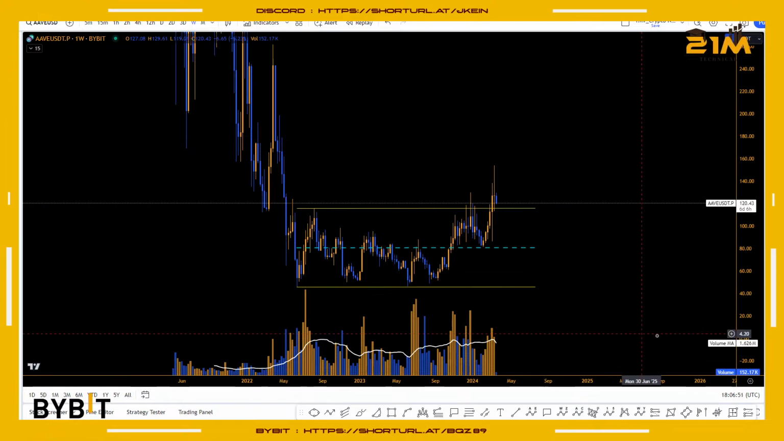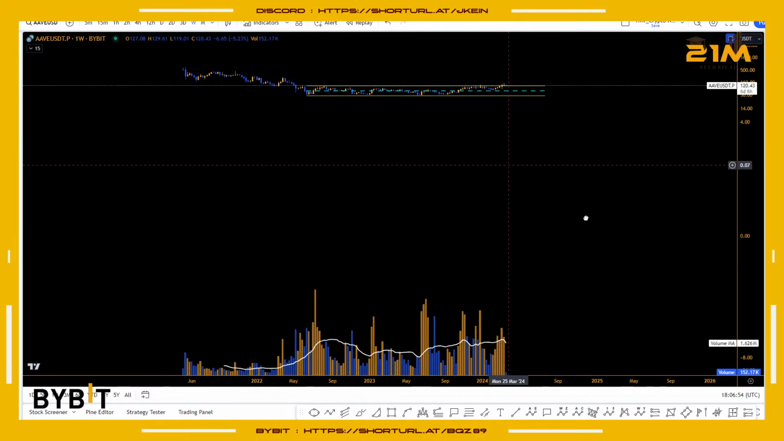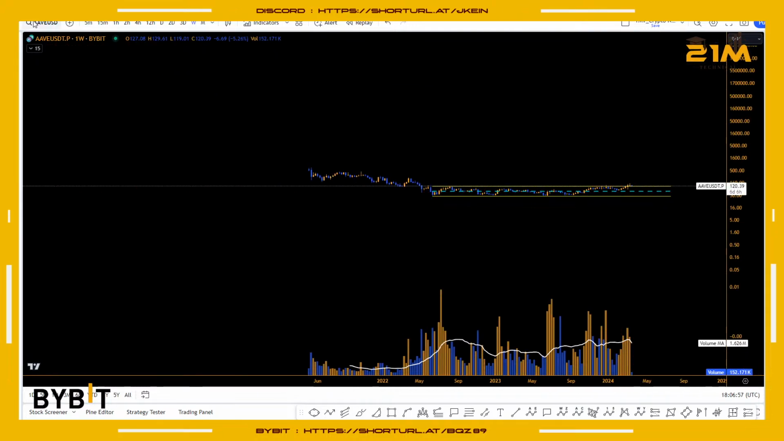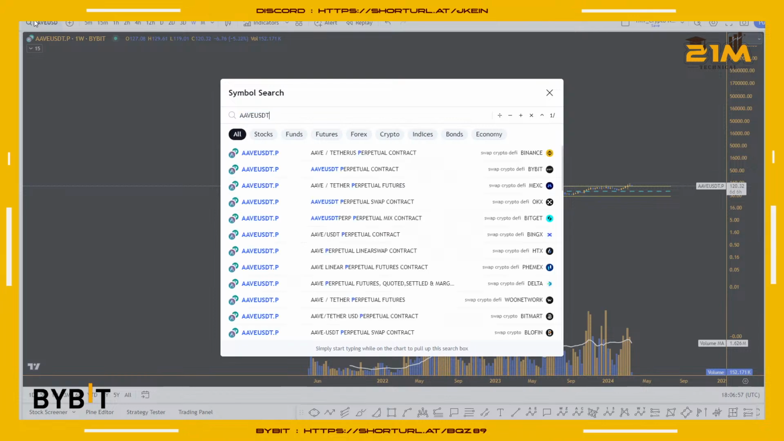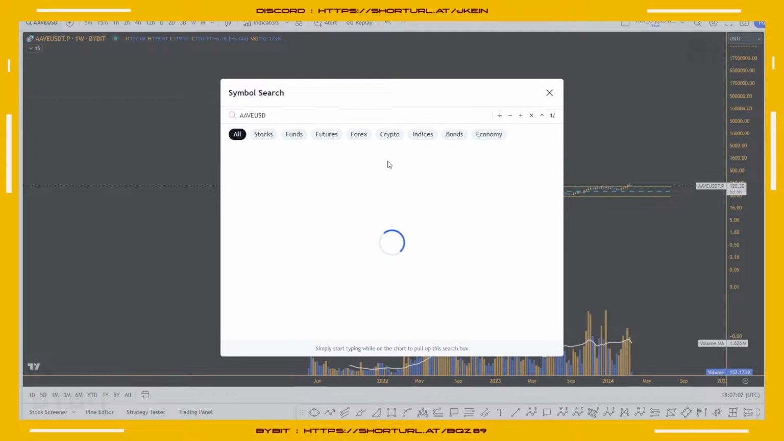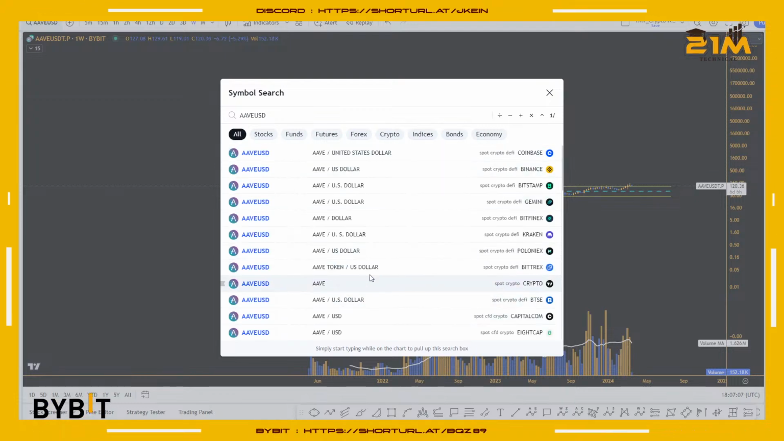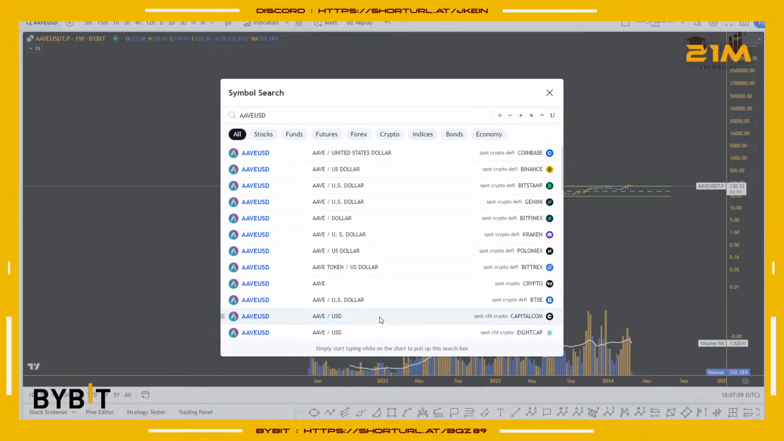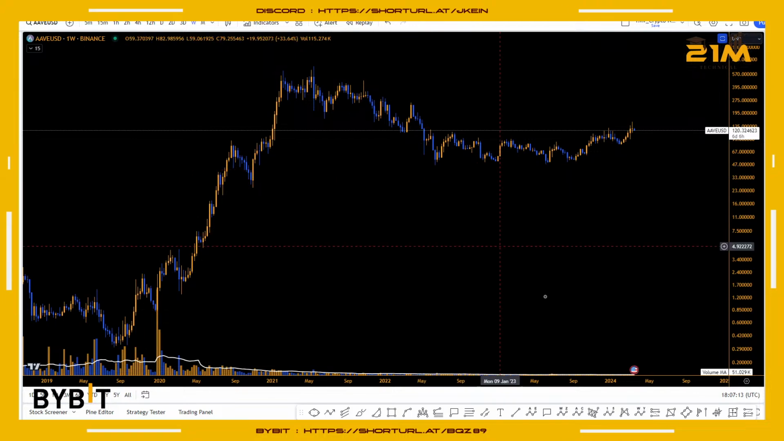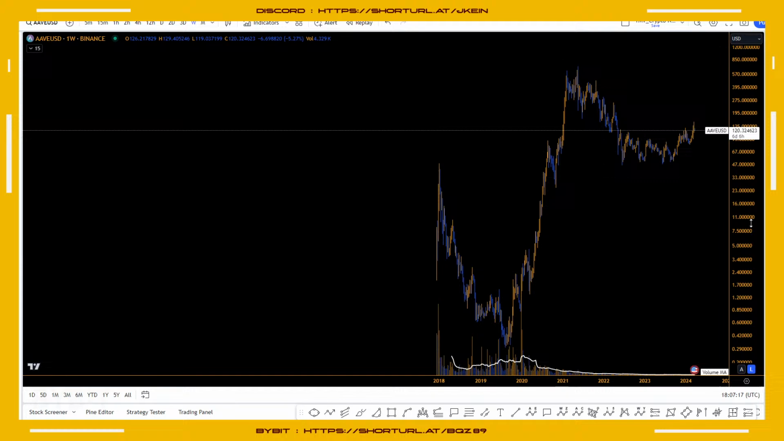What I'm going to do with this chart is convert it into the log scale, and then change the chart to Aave USDT, or maybe you can have Aave USD on the coin Binance. Perfect. So just look at the Aave chart at this point.